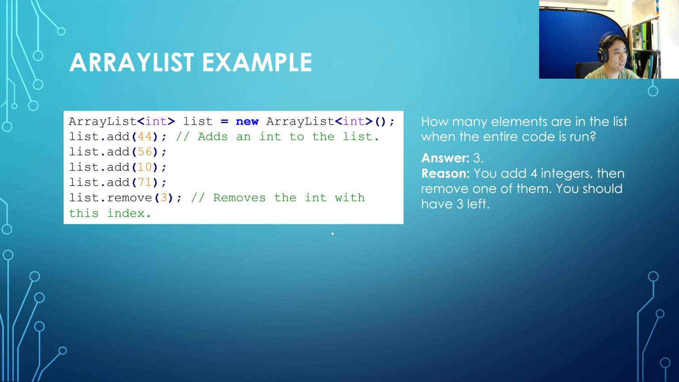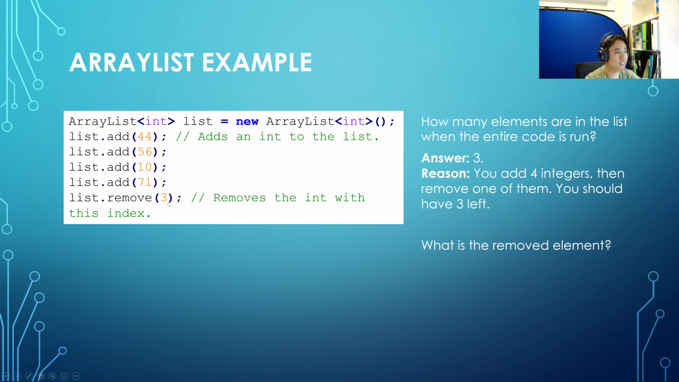As you can see in my comments, remove removes the integer with the target index. And that's as simple as it gets. The add ones are just adding values to the list. And another question is, what is the removed element? 71, correct. That's the last element.